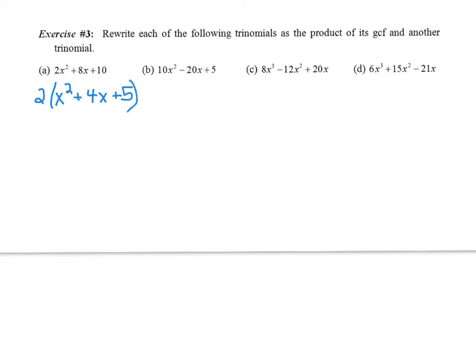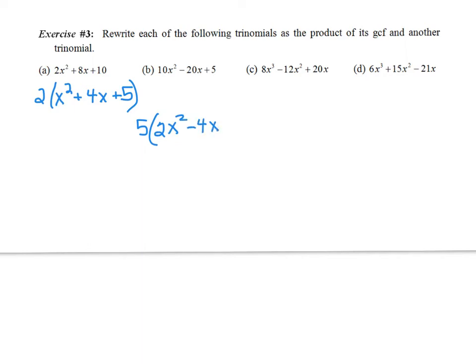Now we're going to see in a day or two how we're going to factor that trinomial, but for today we're only doing the greatest common factor on this one. For part B, we see that the greatest common factor is going to be a 5. So I'm going to divide each term by 5. So I'm going to have 2x squared minus 4x.